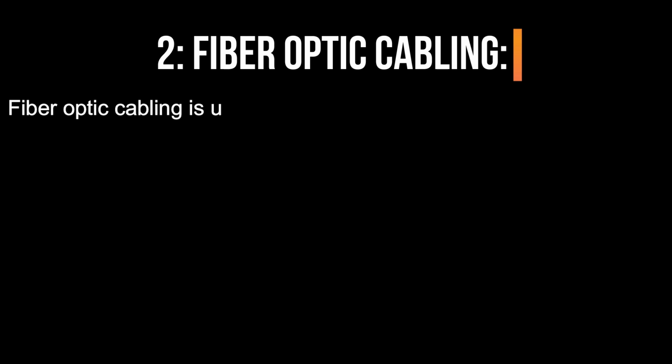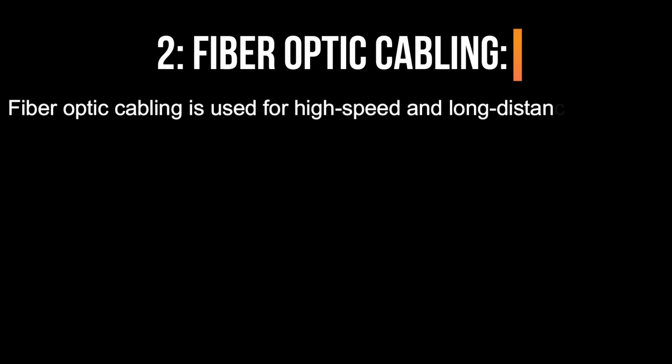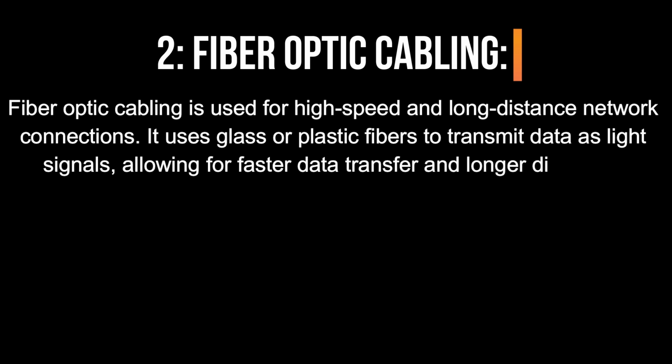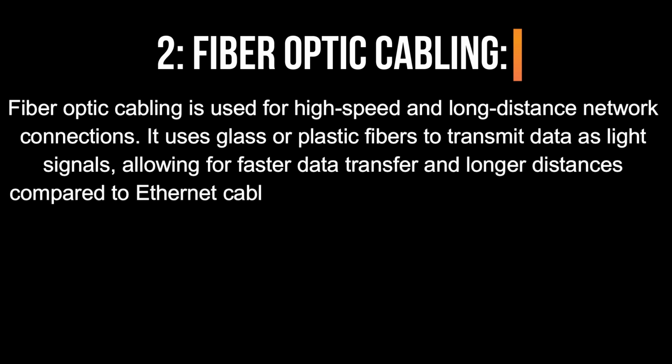Fiber optic cabling is used for high-speed and long-distance network connections. It uses glass or plastic fibers to transmit data as light signals, allowing for faster data transfer and longer distances compared to Ethernet cabling.